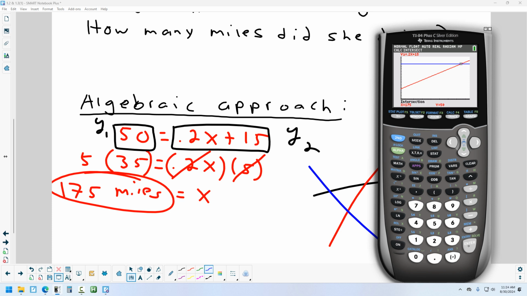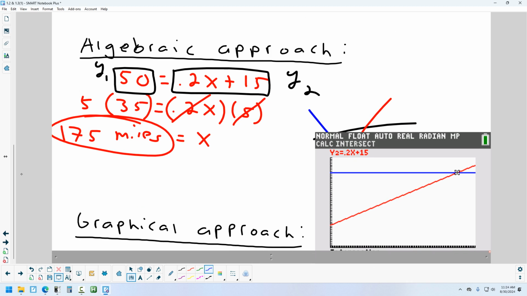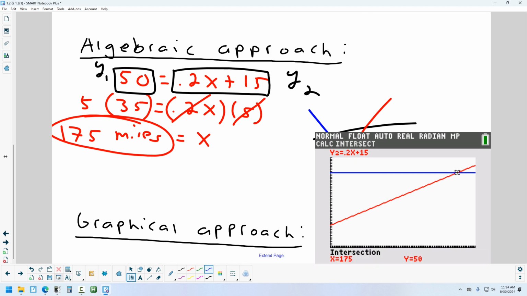And it tells us, scroll down, that the intersection point is when x is 175. And that's exactly what we got algebraically. Okay. So any question on finding that intersection?